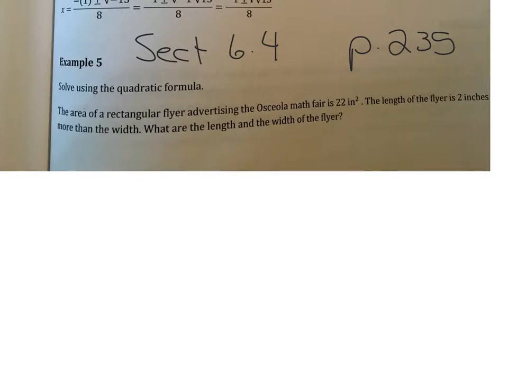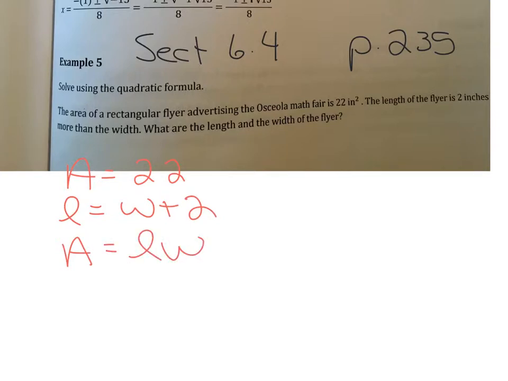So the first thing we need to do is define what kind of information we have. We have the area of the flyer being 22 inches. We know that the length is 2 inches more than the width, so that will be the width plus 2. And there's another piece of information that we need that's not in the question, and that is the formula for area of a rectangle, which is length times width. Once we have our information, then we're going to substitute this 22 instead of A, and we're going to substitute W plus 2 instead of L, and this will then turn into our equation.